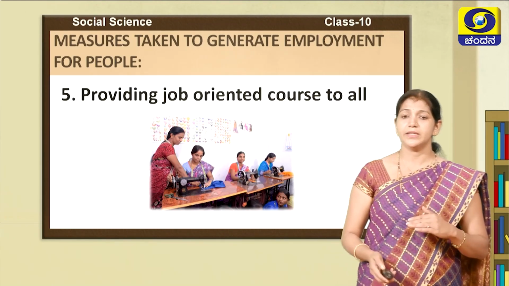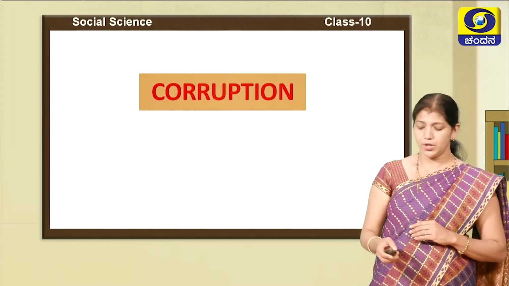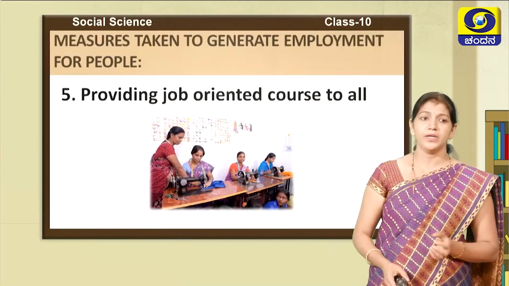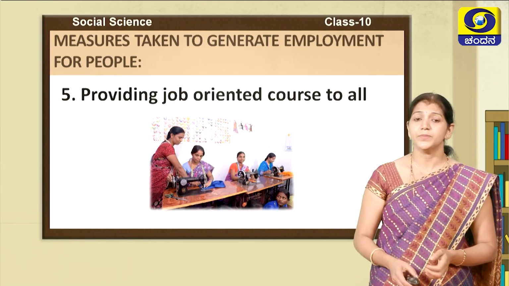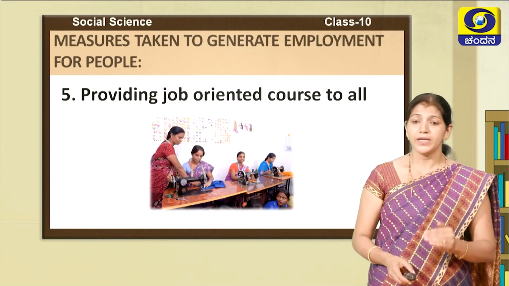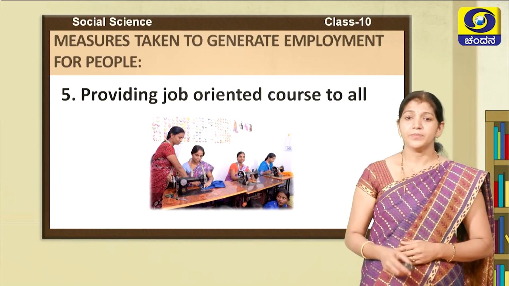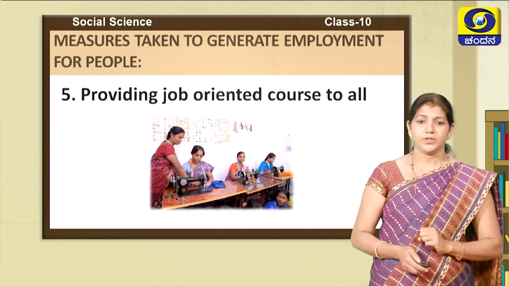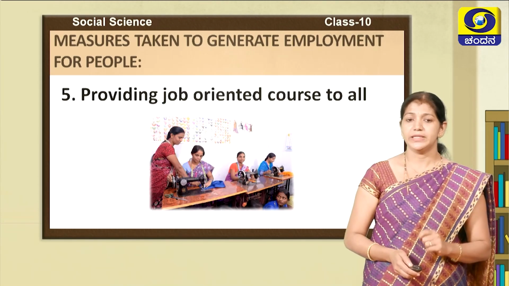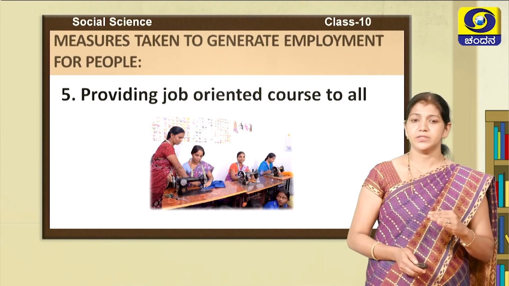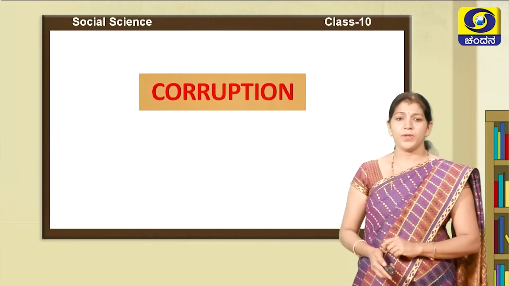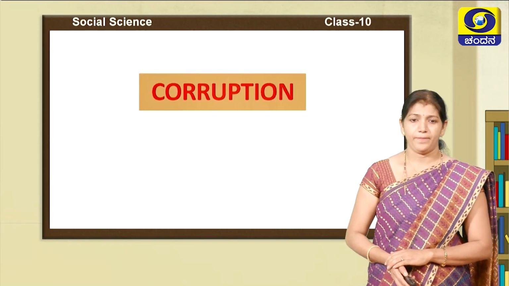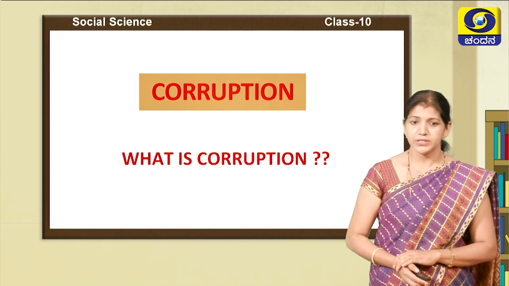So these are the major problems of India, that is unemployment, what is the meaning of unemployment, and what measures are taken by the government to avoid unemployment and to provide some guaranteed employment for people. Students, I hope you understood the first problem of India, that is unemployment. The next problem of India is corruption. Students, you know about this corruption.